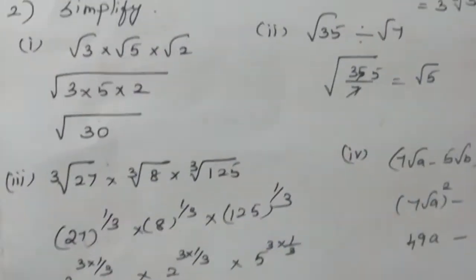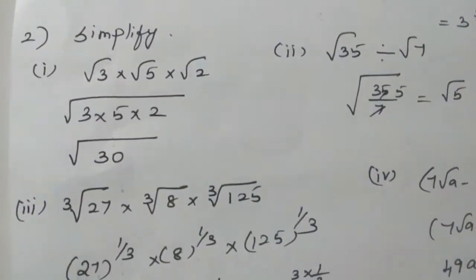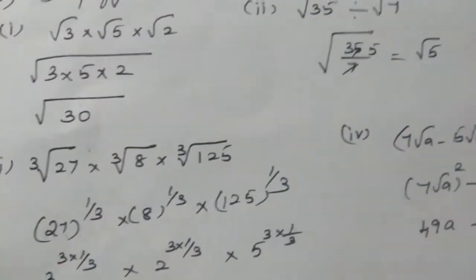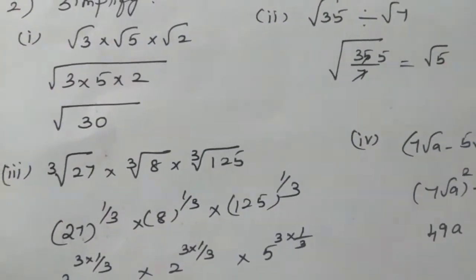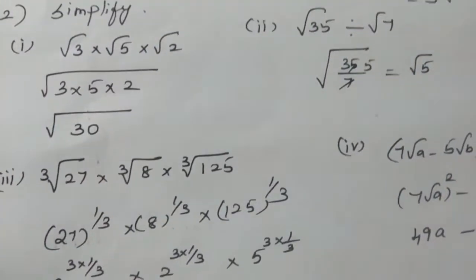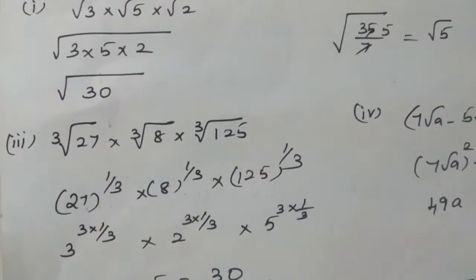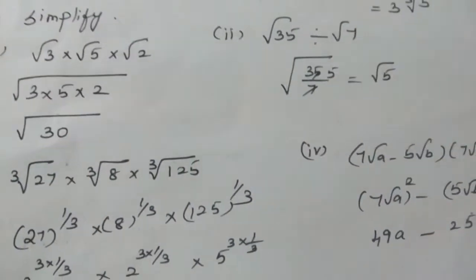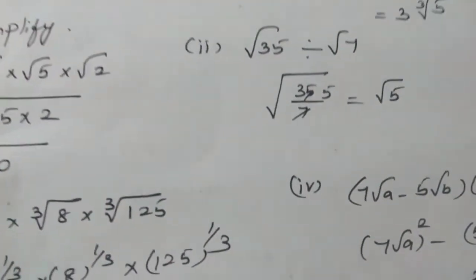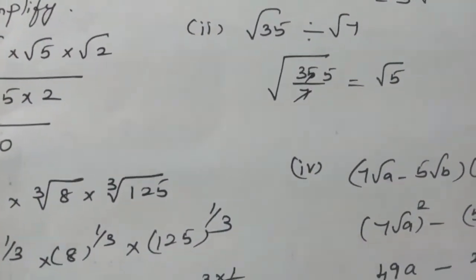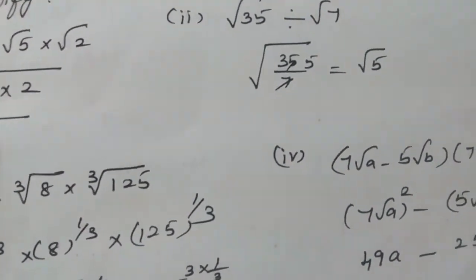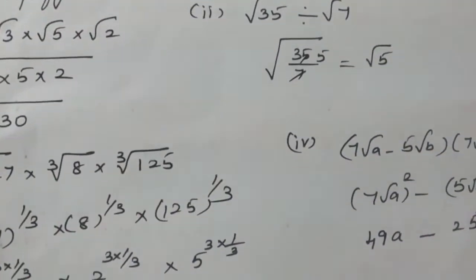Now the next question is simplify. For the simplification part, second Roman letter, the first question is square root of 3 into square root of 5 into square root of 2. It is also just a multiplication. So we can take the square root together for all the numbers. Just we multiply and give the answer. It is square root of 30. And the second question is given square root of 35 divided by square root of 7. So the same square root we can apply for 35 by 7. So we can just cancel that and give the answer as square root of 5.